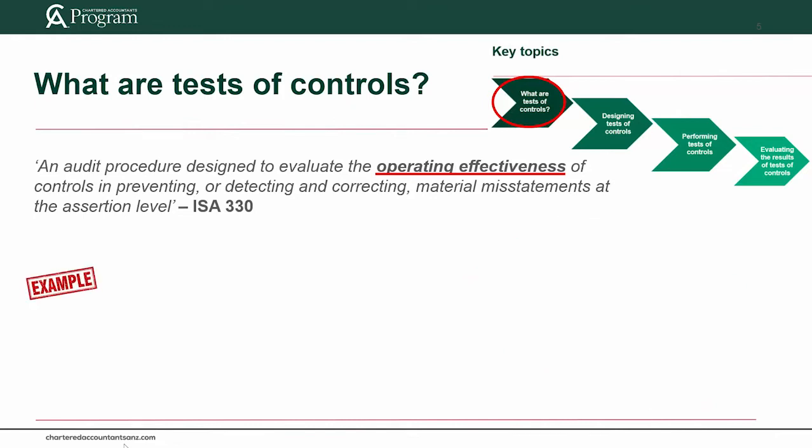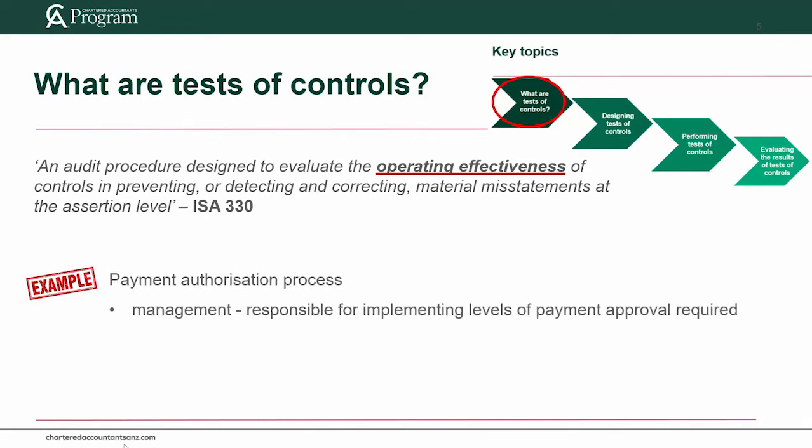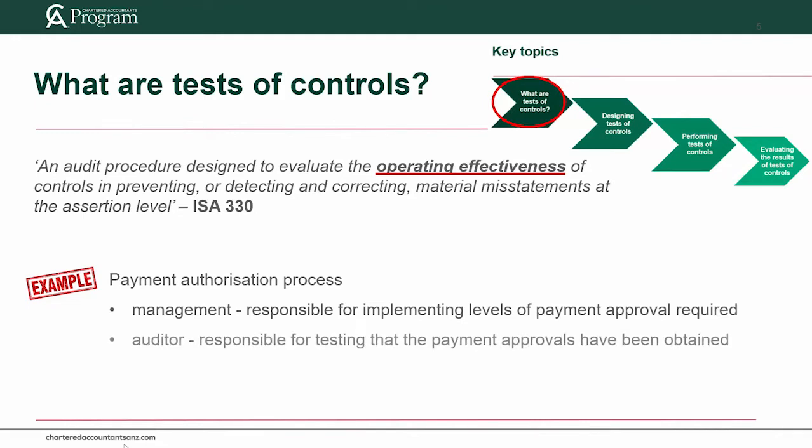For example, around the payment authorization process, management is responsible for putting in the required levels of payment approval before a payment is made, whereas the auditor is responsible for testing that the payment approvals have been obtained before payment has been made.